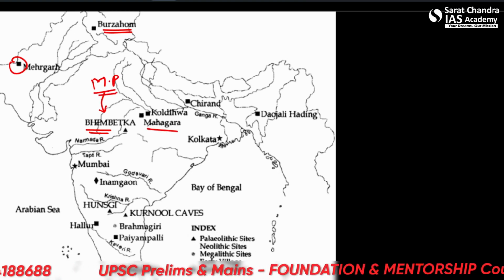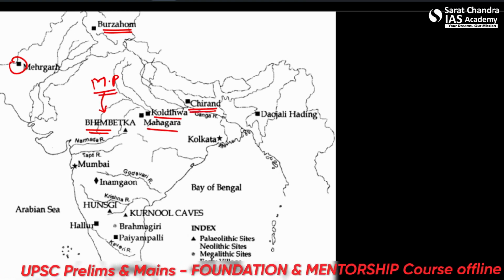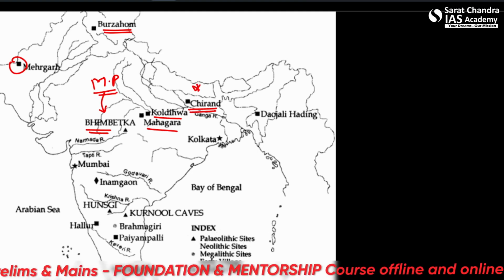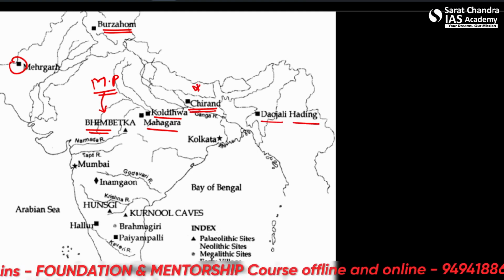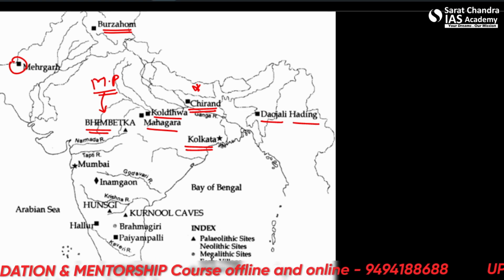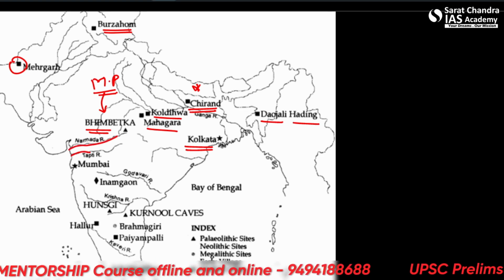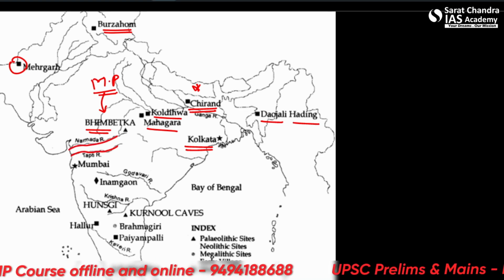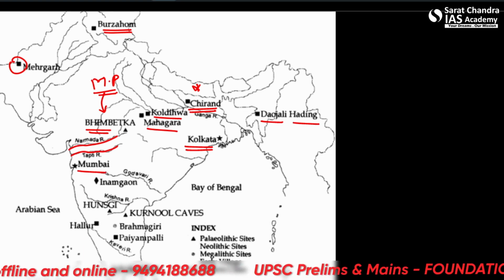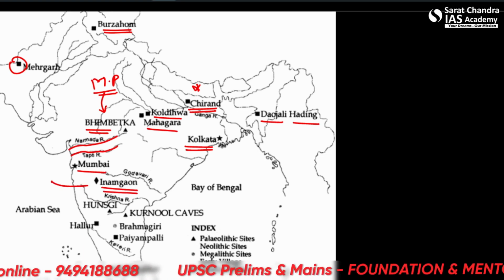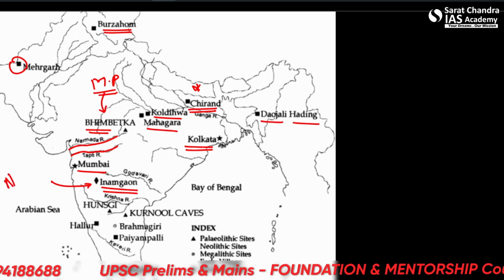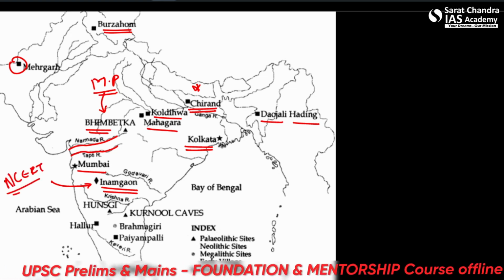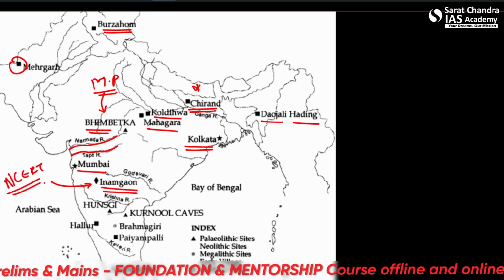Then there is Mahagarh and Koldihwa. Chirand is a very popular site. Daulatabad, Kolkata, there are sites in Kolkata. Then beneath the rivers Narmada and Tapi, there are some sites, such as Mumbai has some sites. And Inamgaon, this is also mentioned in NCERT. So please read this especially.